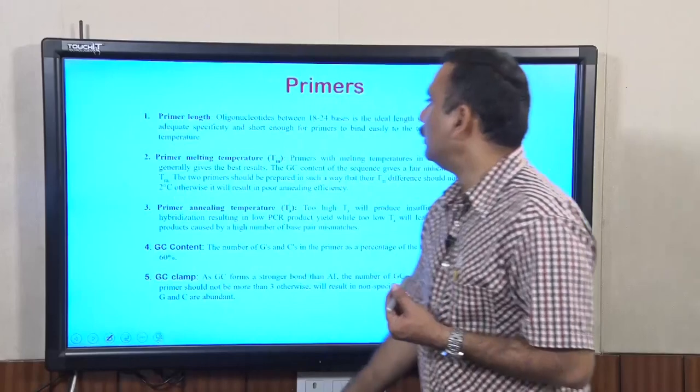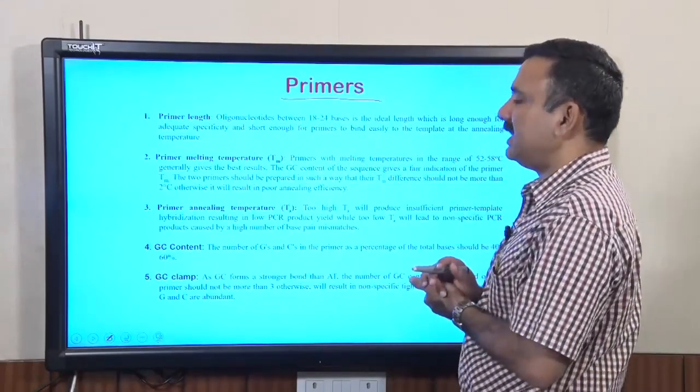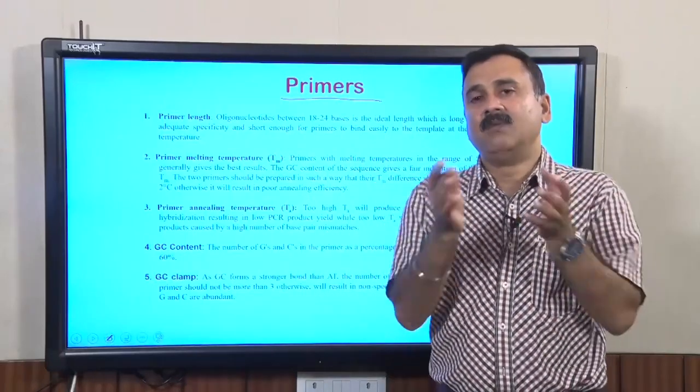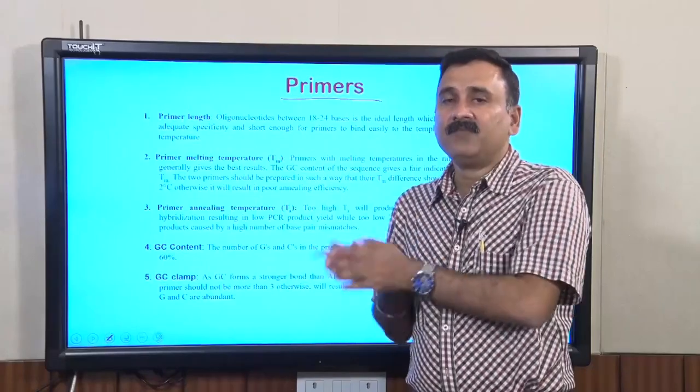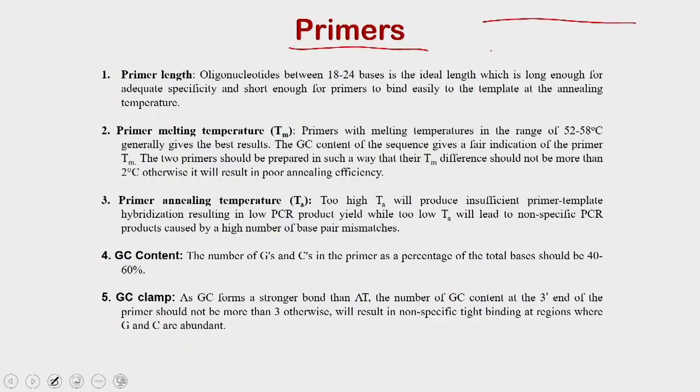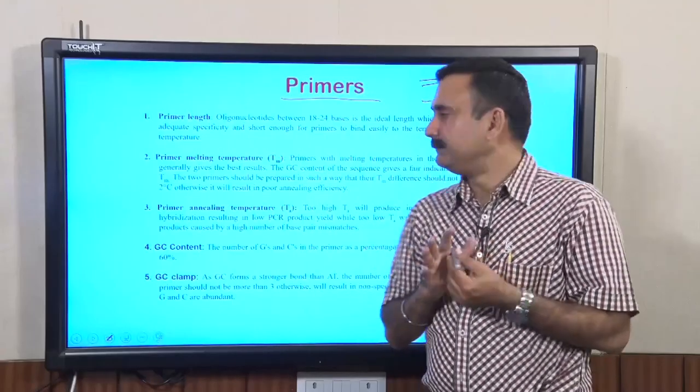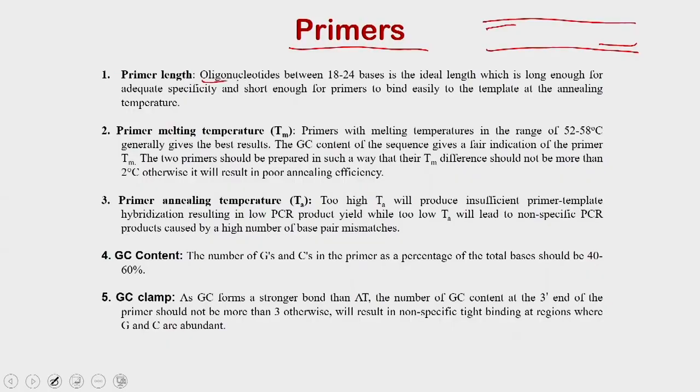Apart from the template, you also need to design the primers. As we discussed, we need two different types of primers. One is called the forward primer, the other one is called the reverse primer. There is no difference, it is a terminology difference only. The forward primer synthesizes the DNA for the template strand, whereas the reverse primer synthesizes the DNA of the other strand. So the first thing you have to see is the length. Irrespective of whether you are synthesizing the forward primer or the reverse primer, the length should be somewhere around 18 to 24 base pairs.